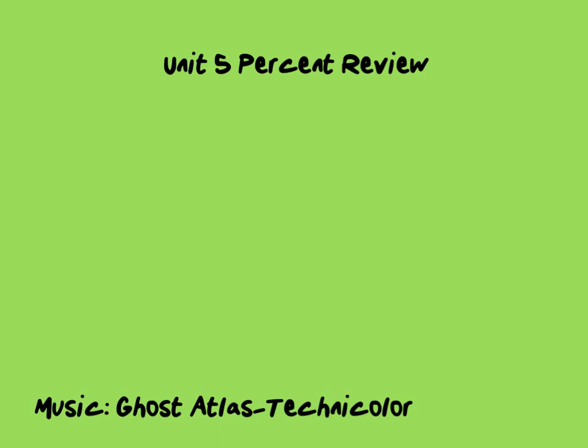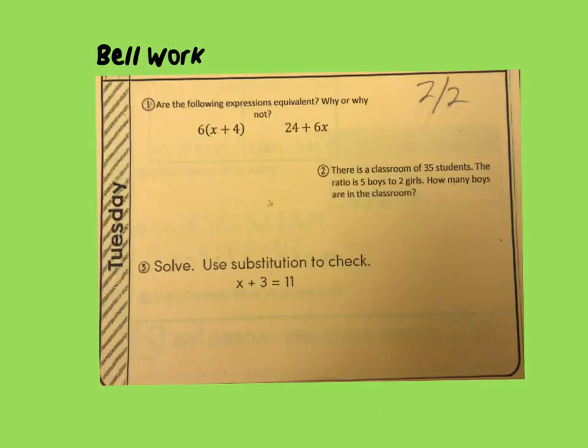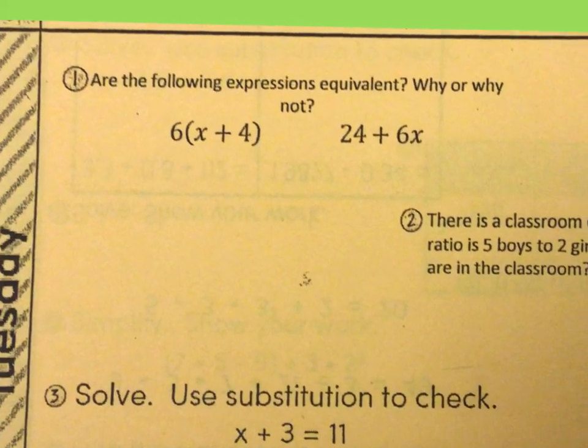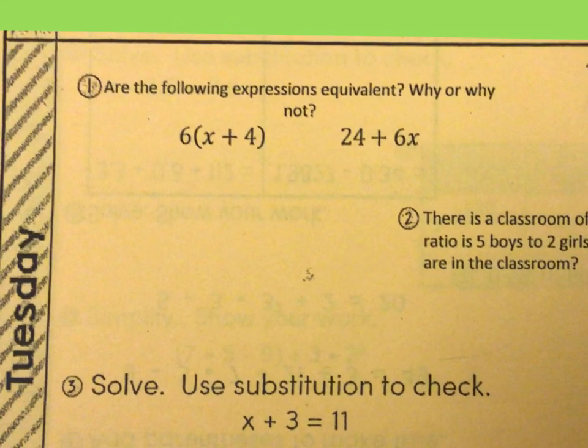First things first, we're going to look at our bell work. Okay, so here is your bell work. Let's look at number one. Number one says, are the following expressions equivalent? The easiest way to do this one is just to expand one of them or simplify one. So I'm going to expand this one and use the distributive property.